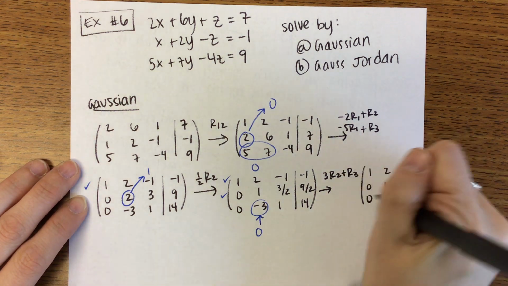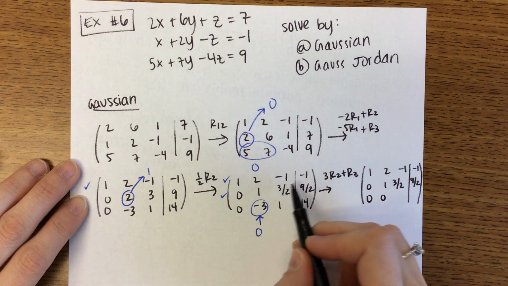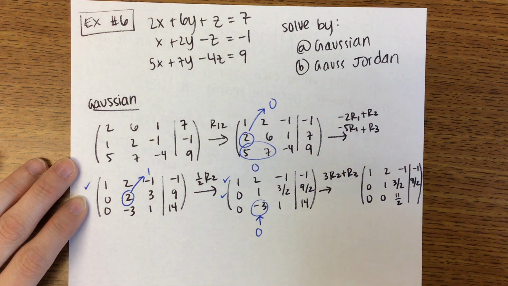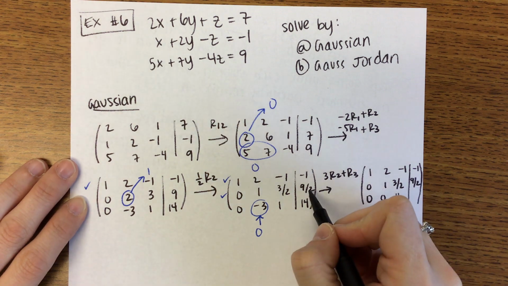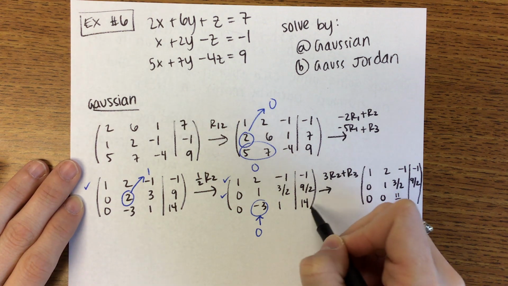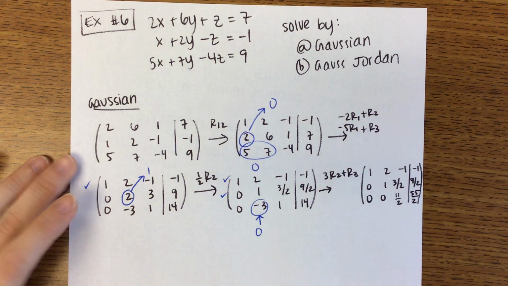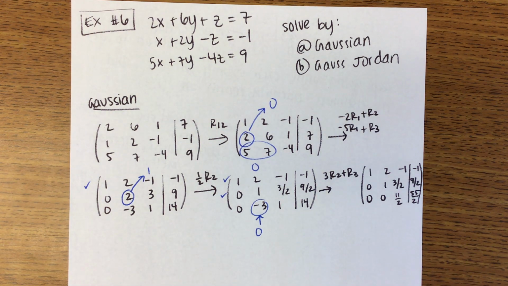Okay, so we get 3 add 3 is 0. We get 9 over 2 add 1, which will be 11 over 2. We get 27 over 2 add 14, which I'll tell you is 55 over 2. Sorry, I kind of ran out of room.